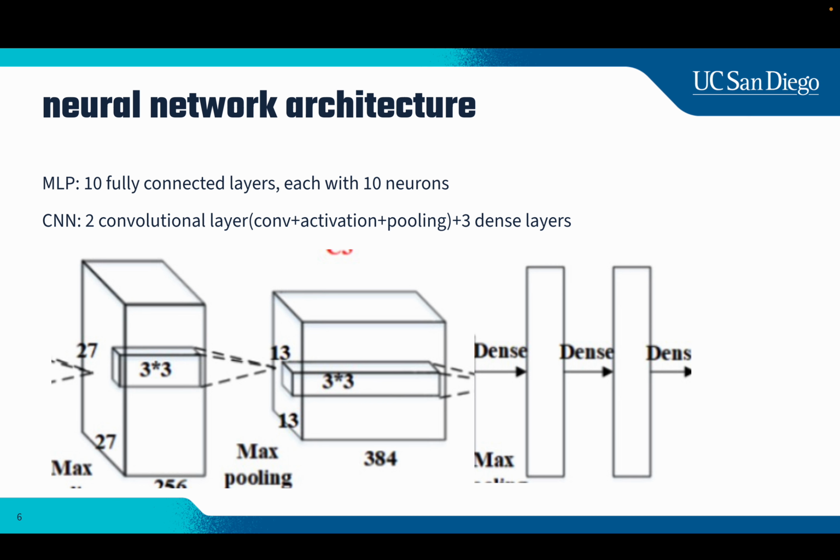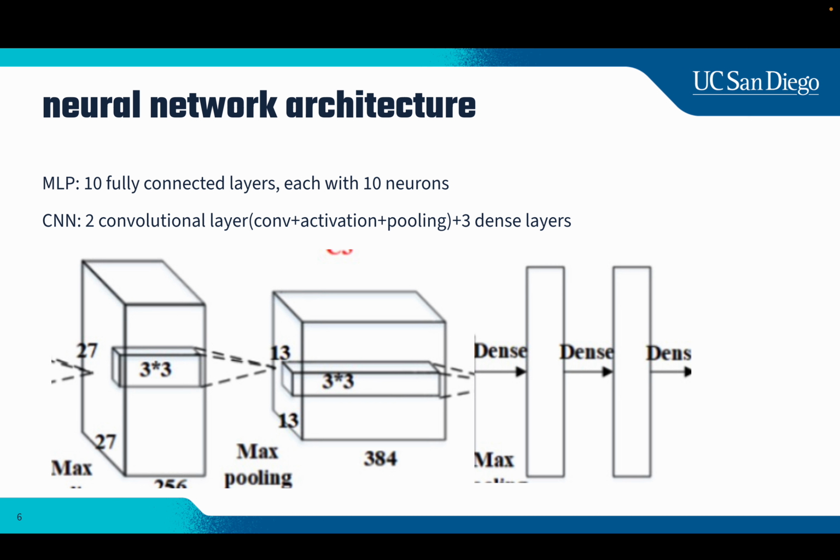So for our neural network architecture, we chose the MLP and the CNN as our models. The MLP consists of 10 fully connected layers, each with 10 neurons using the Leaky ReLU activation function. This mirrors the architecture used in the original paper.